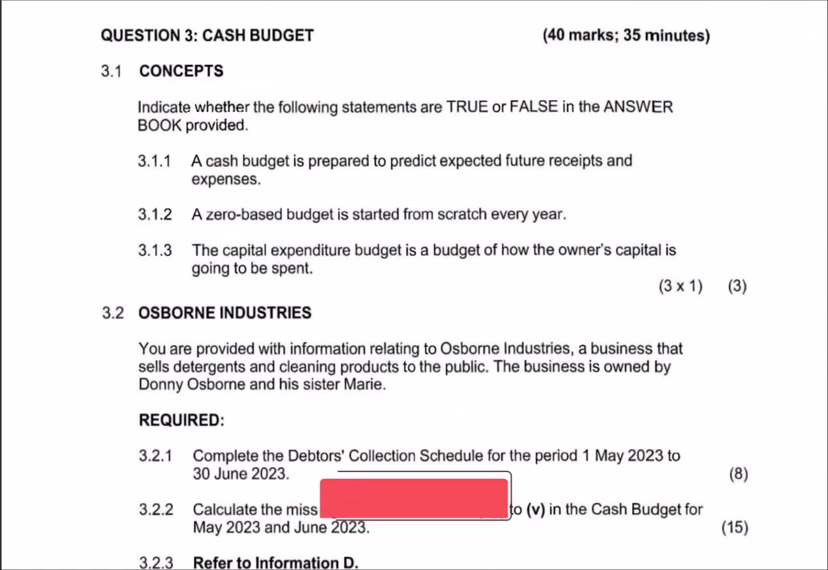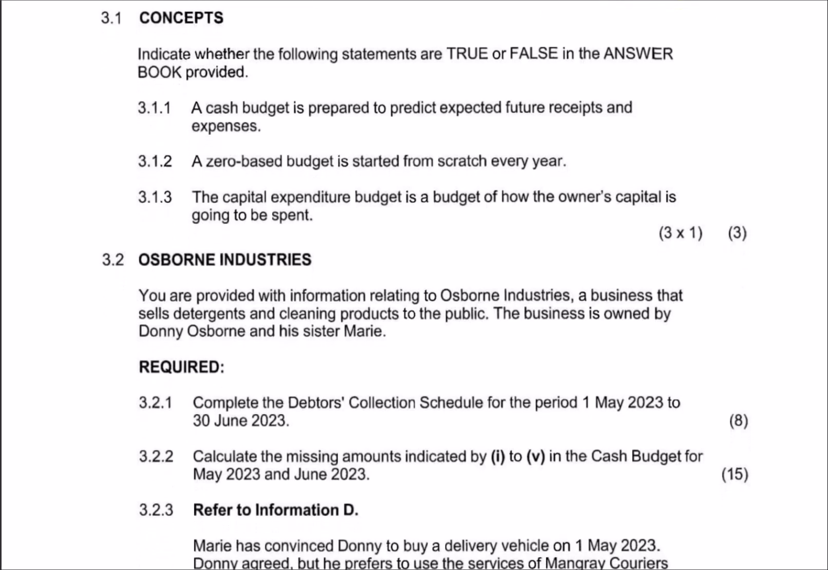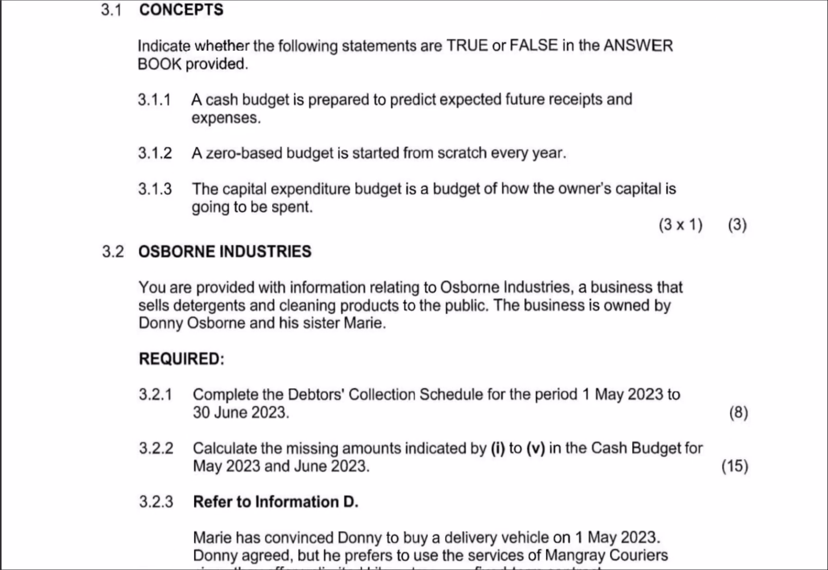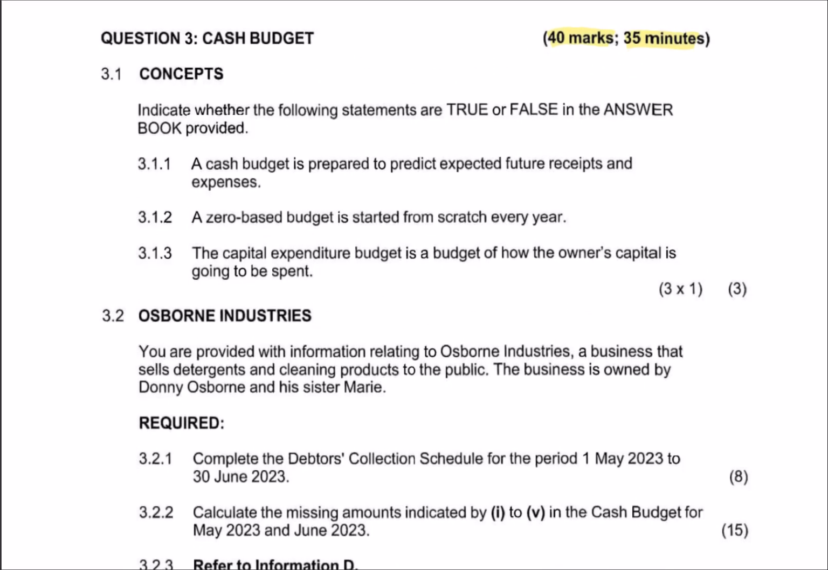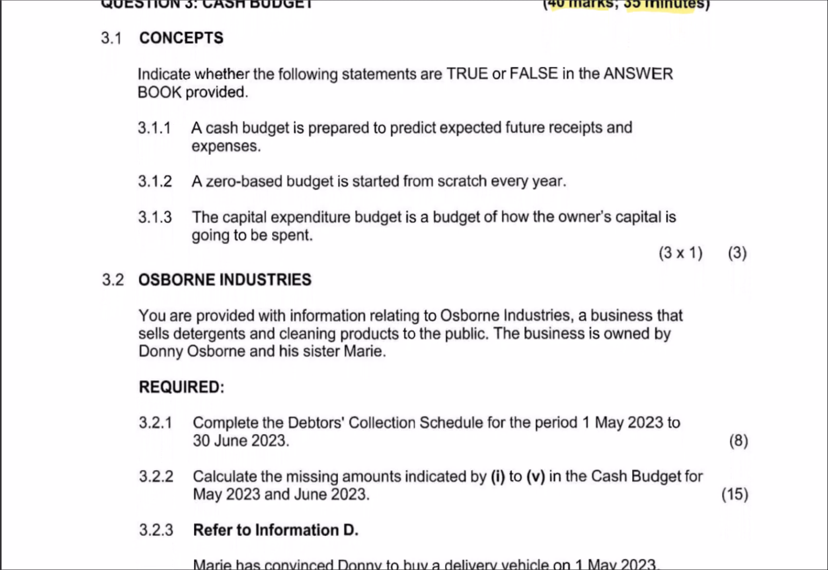Hi everyone. Today let's look at the cash budget question 3. Right, question 3 is for 40 marks and it's supposed to finish in 35 minutes. Looking at the question, it says indicate, because I've said it's cash budget. Concept first one: indicate whether the following statements are true or false in the answer book.